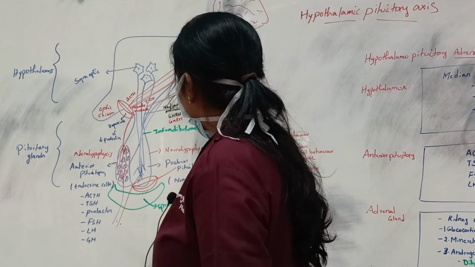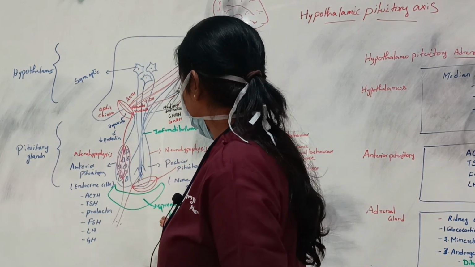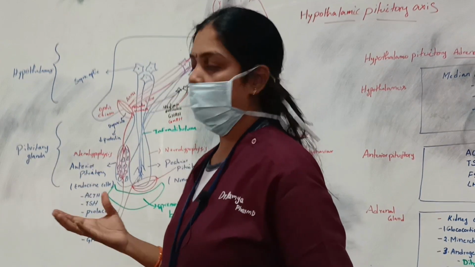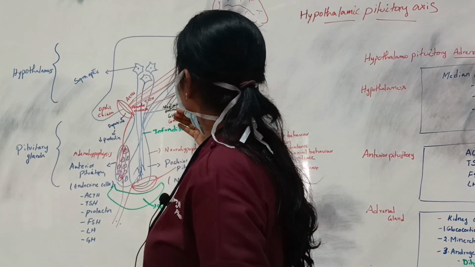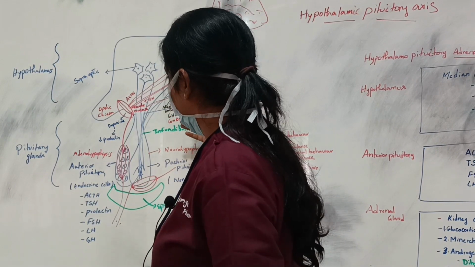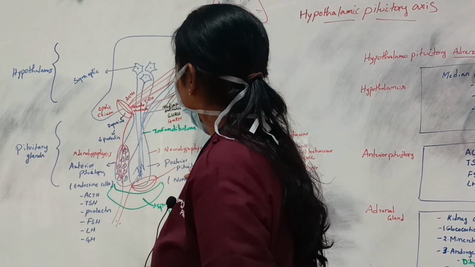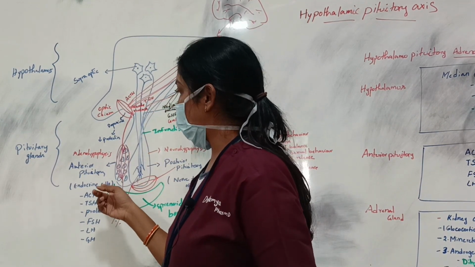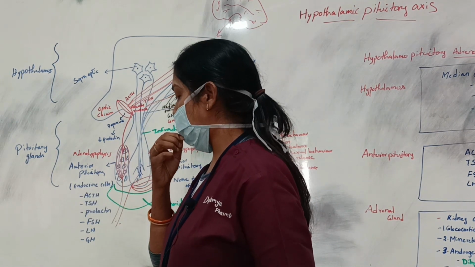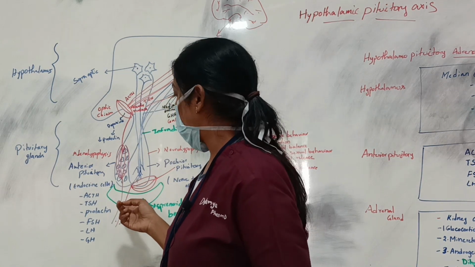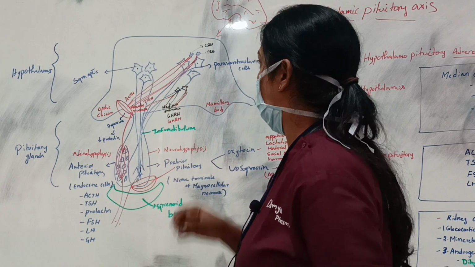This one is sensitive, so it is located in the sphenoid bone, which is strong. It will protect the pituitary gland. Now this part is over. Now the anterior comes. This is very important, because these endocrine cells will release all these hormones: adrenocorticotropic hormone, thyroid stimulating hormone, prolactin, follicle stimulating hormone, luteinizing hormone, and growth hormone.